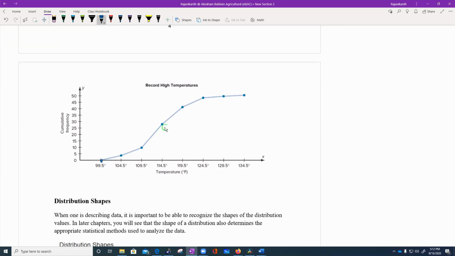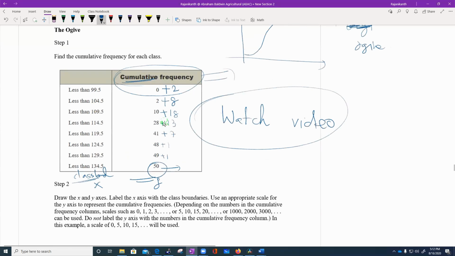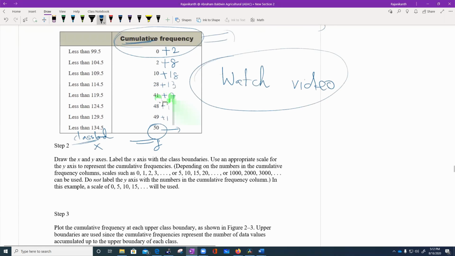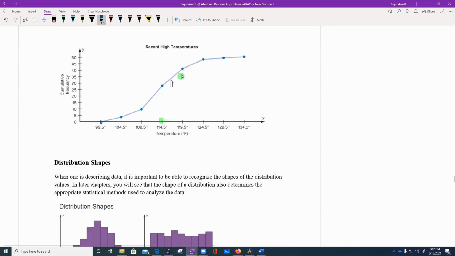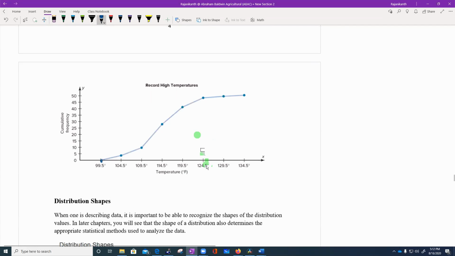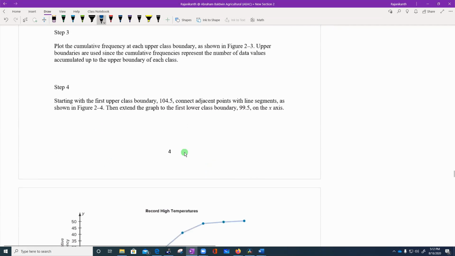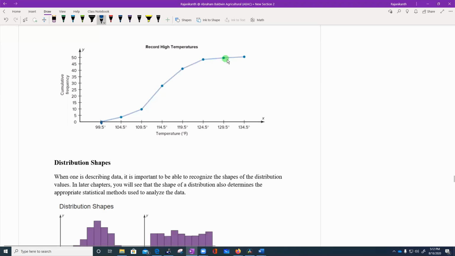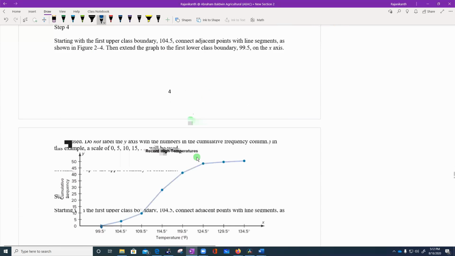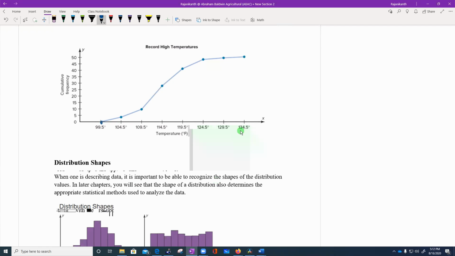Make sure that you are getting 10. And the next, 25, is that 25? 28, sorry. This is 28. And the next one is 41. This would be very close to 41. And 124.5 is 48. And 129.5 should be 49. And the last one is, of course, 50. So this is very easy to draw.